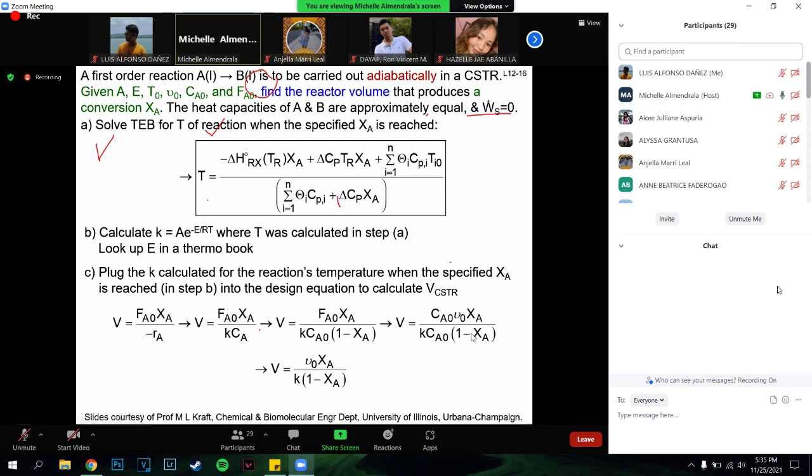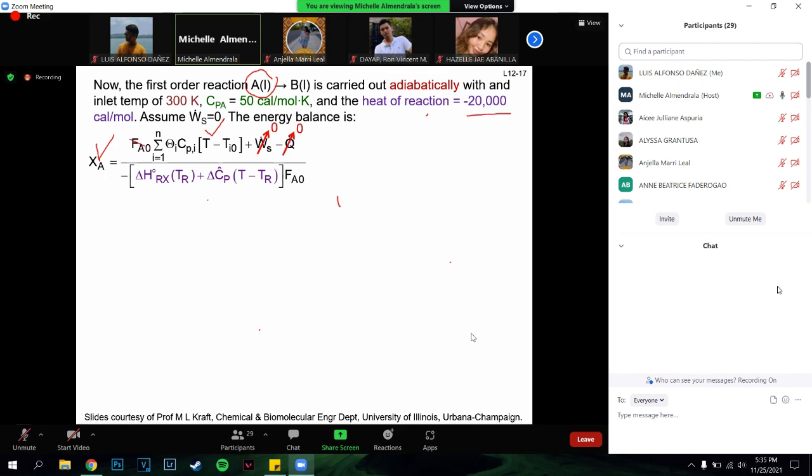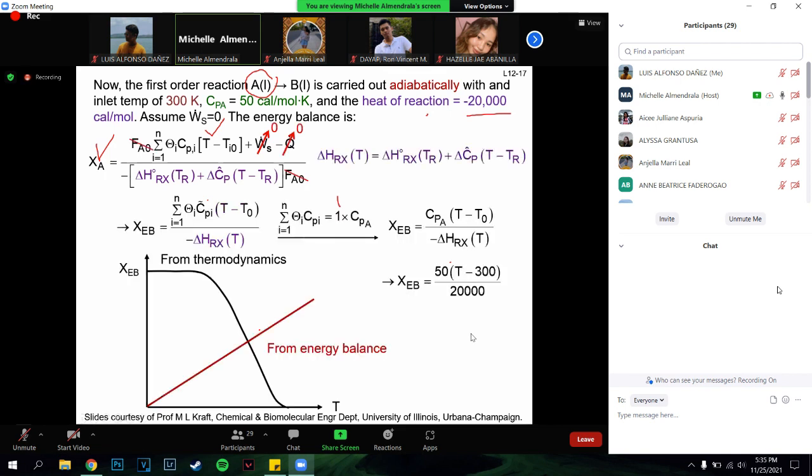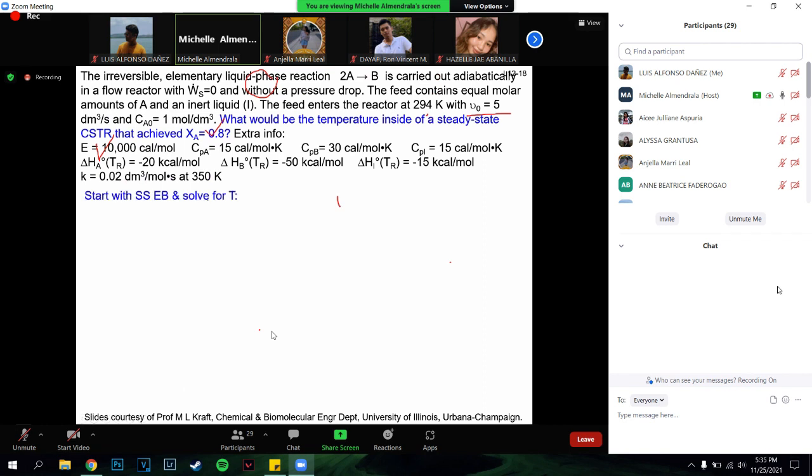And therefore, if the X from the material balance and the X from the energy balance are plotted against each other, then the intersection of these two will simply give us the X at equilibrium and T at equilibrium. So graphically, we can combine them, or you can just equate that X for the energy balance and material balance must be the same. So you can solve for T.